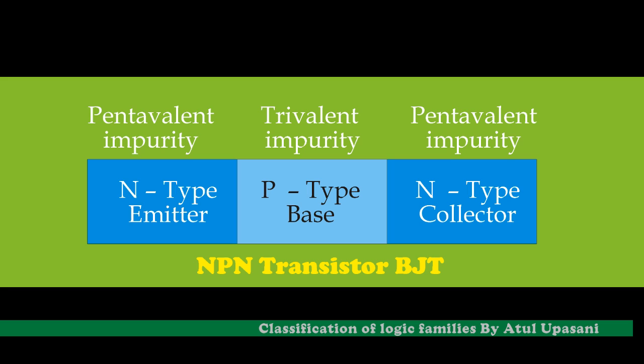Now the second type can be constructed as NPN type. That means the emitter will be of N type, the collector will be of N type, and the middle base will be of P type. In this way these devices are called bipolar.